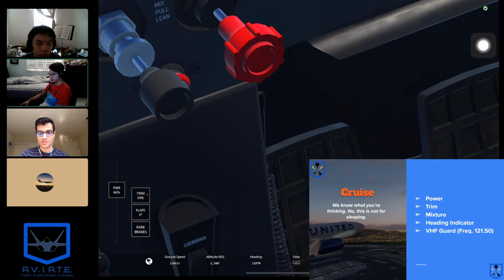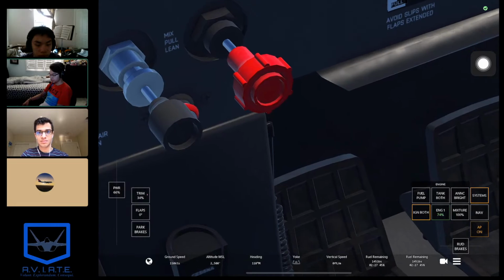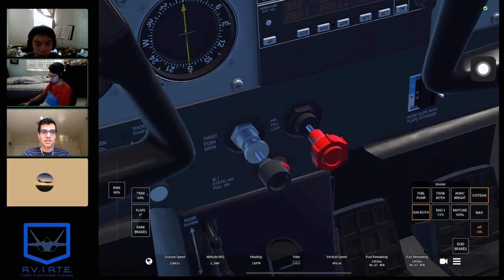In Infinite Flight, you can't really see it. I'm going to take away these slides real quick so you can see where the controls are. You can see on the bottom right here, there's a little mixture icon for Infinite Flight. But for X-Plane, you should be able to just pull out the red knob.